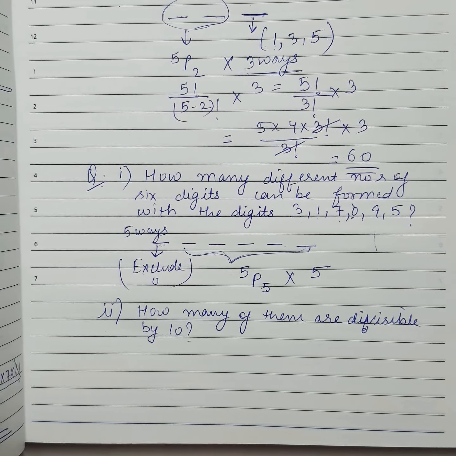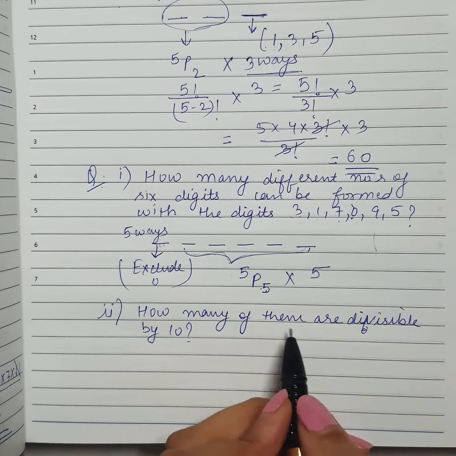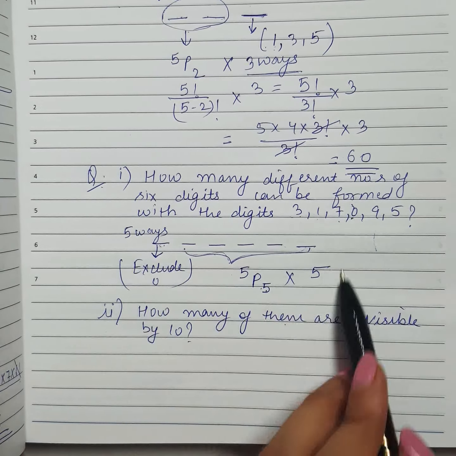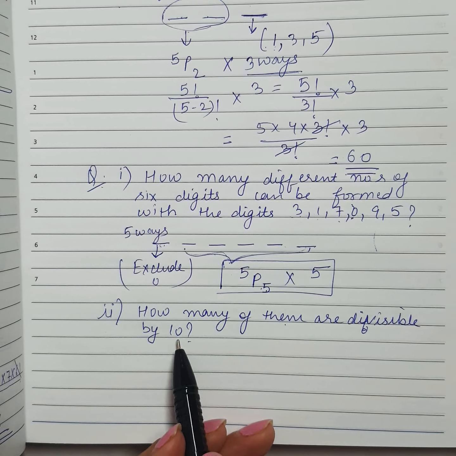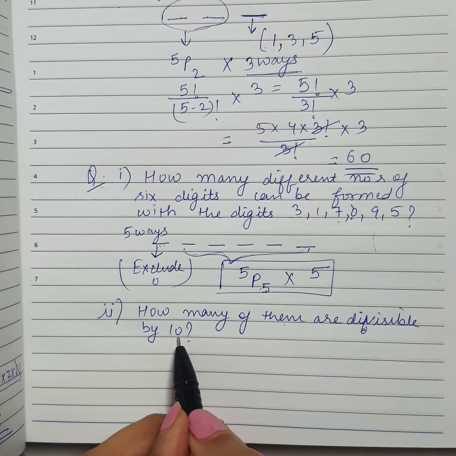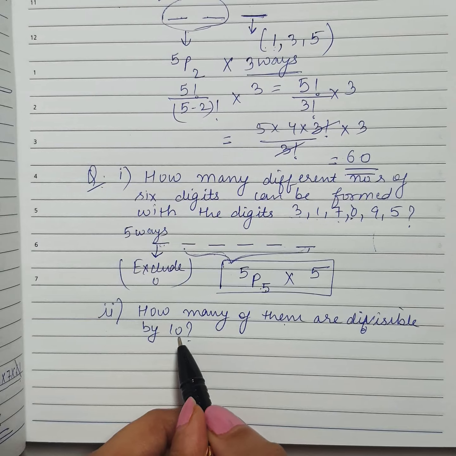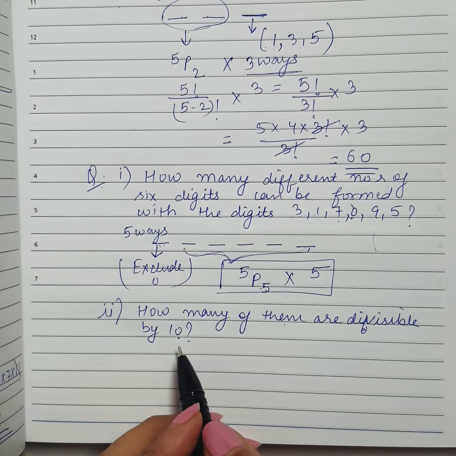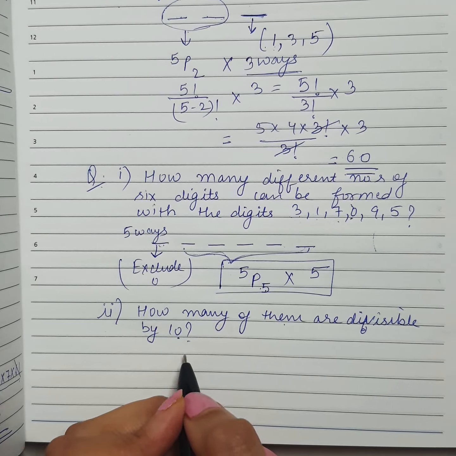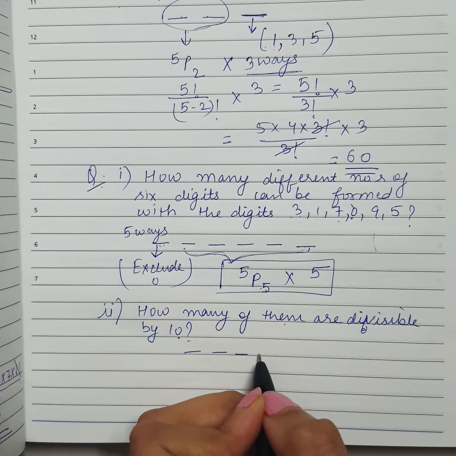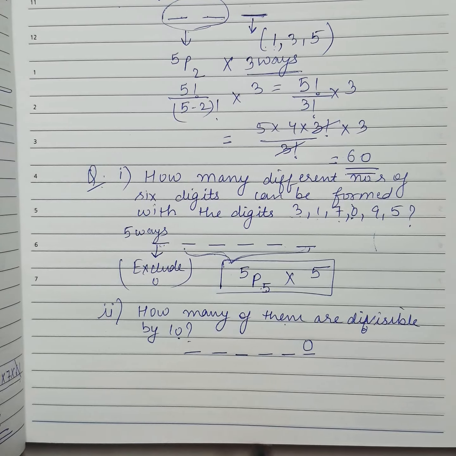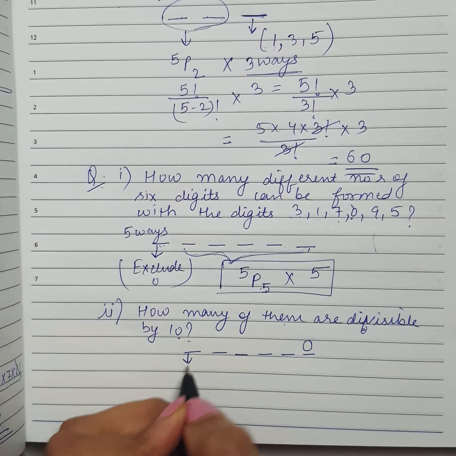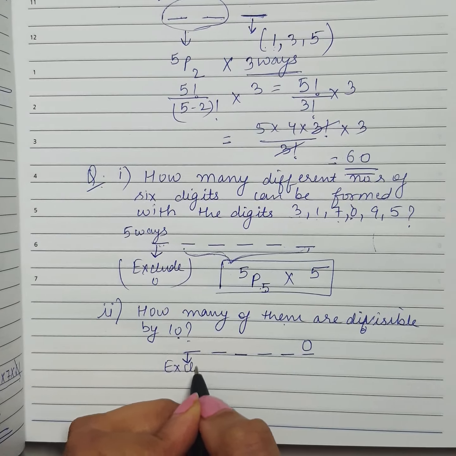Now we have a continuation part of this question. How many of these numbers are divisible by 10? 10 से कोई नंबर तब divisible होता है जब यूनिट प्लेस पर 0 हो, otherwise it will not be divisible by 10. So in the 6 places we have to fix 0 here, we have to exclude 0 from here. These are the conditions.